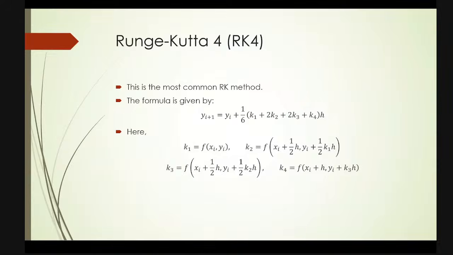Just like the second order RK method, this fourth order Runge-Kutta method also has a large number of variants, out of which we will be dealing with the most common variant in this session. Due to its popularity, this variation of RK4 is also known as the classical fourth order Runge-Kutta method. The formula for this classical RK4 method is given by yi plus 1 equals yi plus 1 by 6 multiplied by k1 plus 2k2 plus 2k3 plus k4 times h. Here k1, k2, k3 and k4 are the slopes that we compute in this RK4 method, and h is the step size.